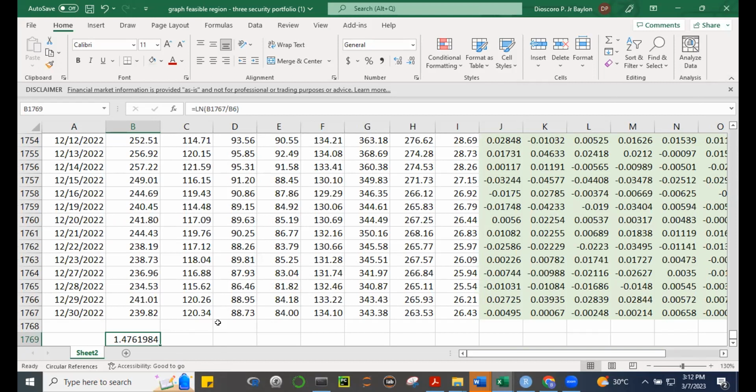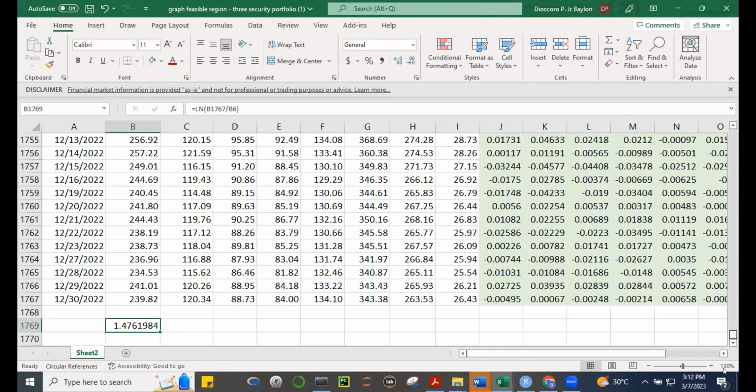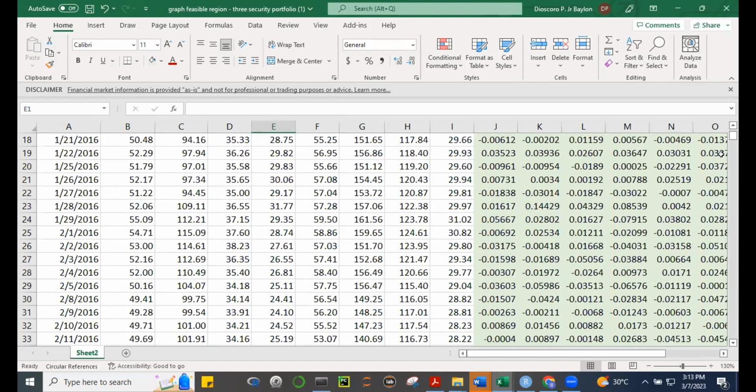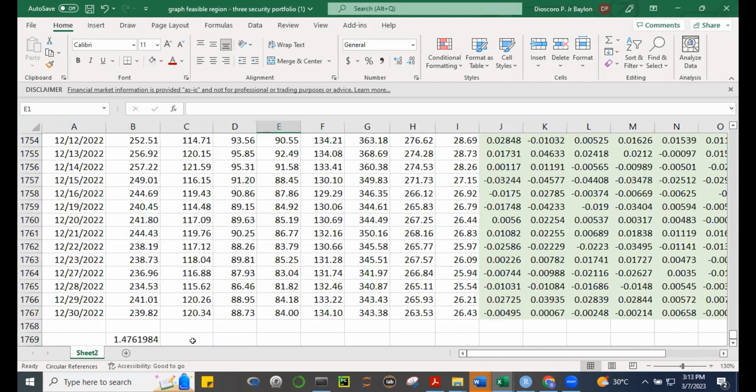So the stock price of Microsoft grew by about 1.5 times. As of December 30, 2022, the price was 239. It started at 54.80 at the start of 2016. Okay? All right. So that's around 147%, or it grew by 1.47.